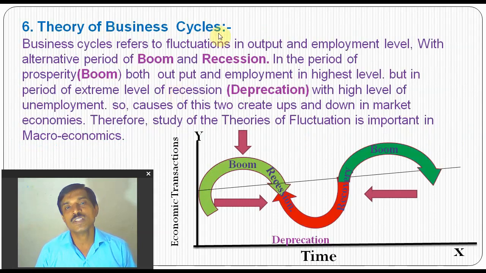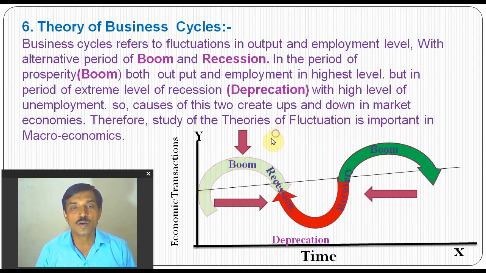Then the theory of business cycle is also called the theory of trade cycle. Business cycles refer to the fluctuation in output and employment level with alternating periods of boom and recession. The period of prosperity is also called the boom, where both output and employment reach the highest level. But in the period of extreme recession, meaning the depression, there is a higher level of unemployment. So these two create ups and downs in the market, meaning inflation and unemployment create a problem in the market. Therefore the study of fluctuation is important in macroeconomics.